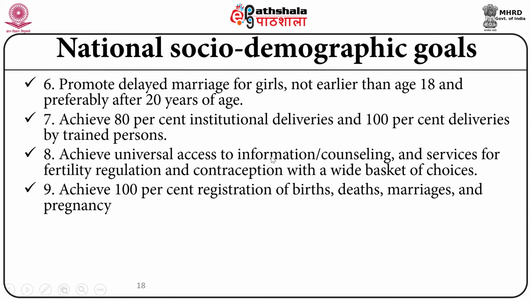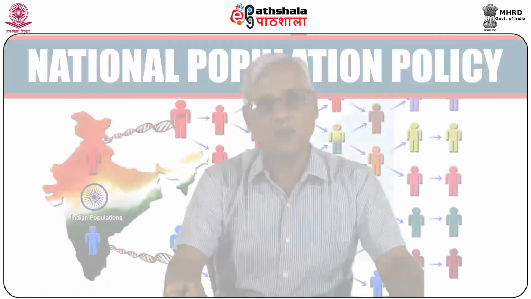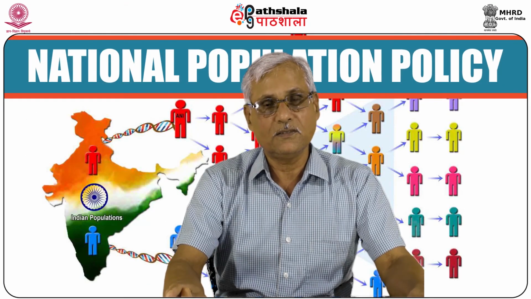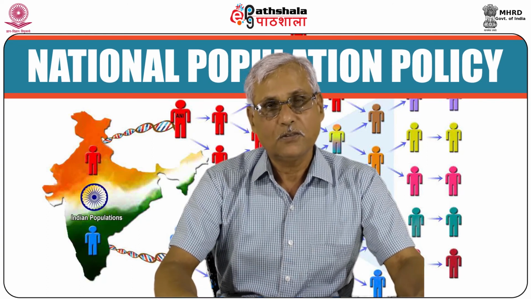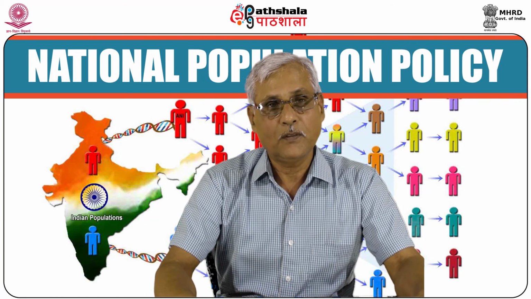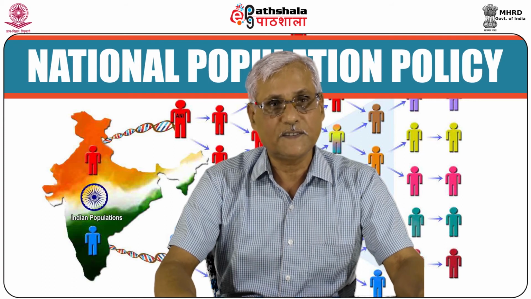Achieve 100% registration of birth, death, marriages, and pregnancy. Contain the spread of communicable diseases because of the better integration between the management of domestic and testing, essentially sexually transmitted diseases, and the national AIDS control program. There is also the issue of the reproductive tract, because once a woman has an infection in the reproductive tract, insertion of contraceptives may not be suitable for them. So, care of reproductive tract infection is a syndemic approach to the disease.